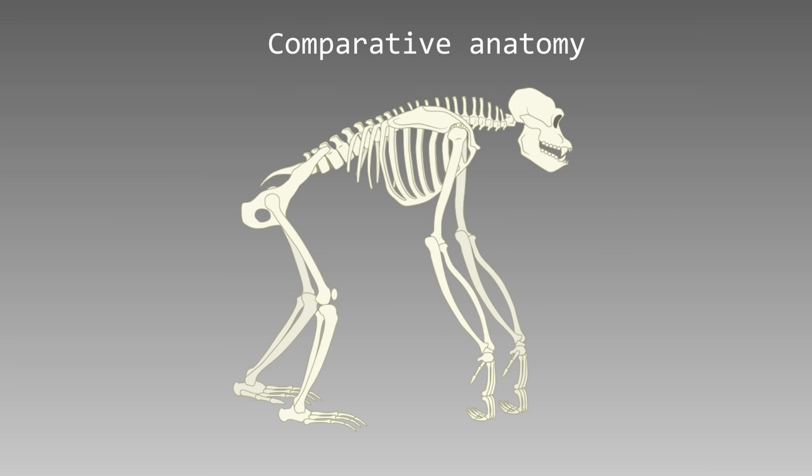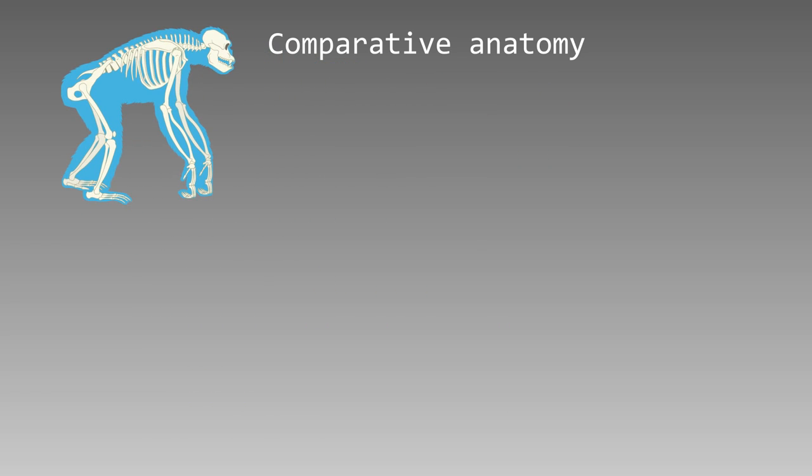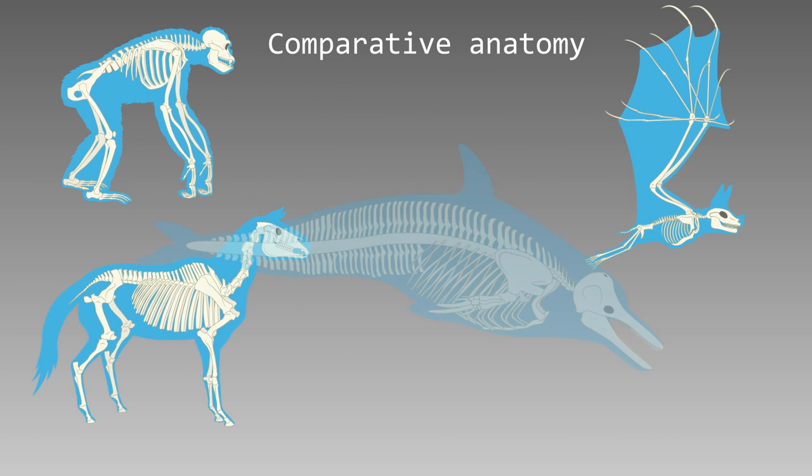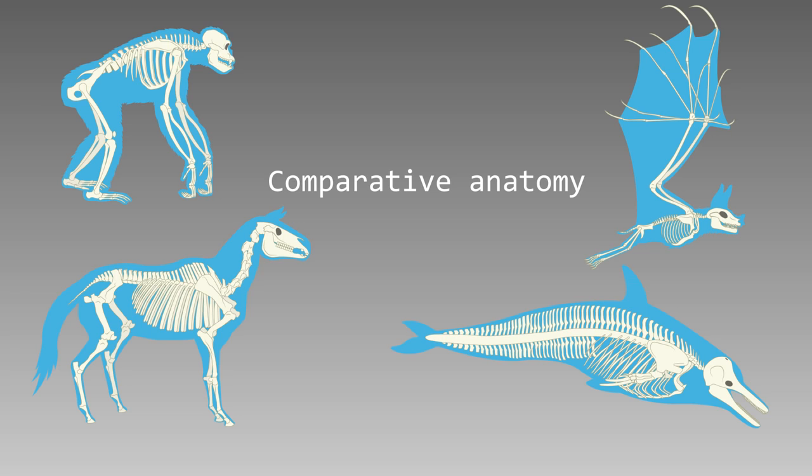Building on this work, comparative anatomy is the comparison of the structures of different animals. These comparisons can tell us a lot about how they are related. For example, chimpanzees, horses, bats and dolphins all have the same basic skeleton, although they live very different lifestyles.